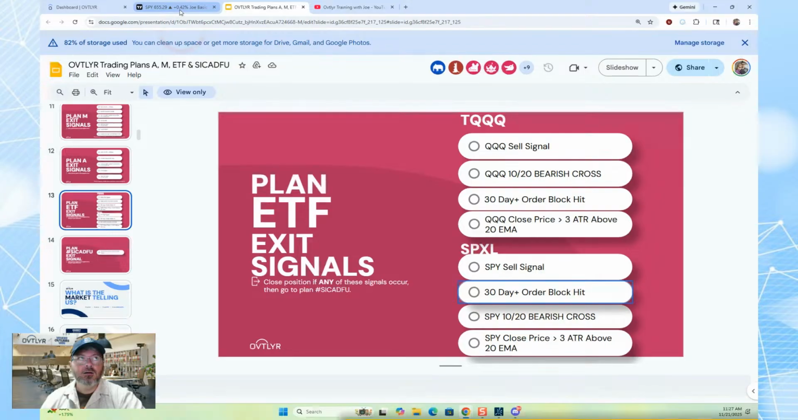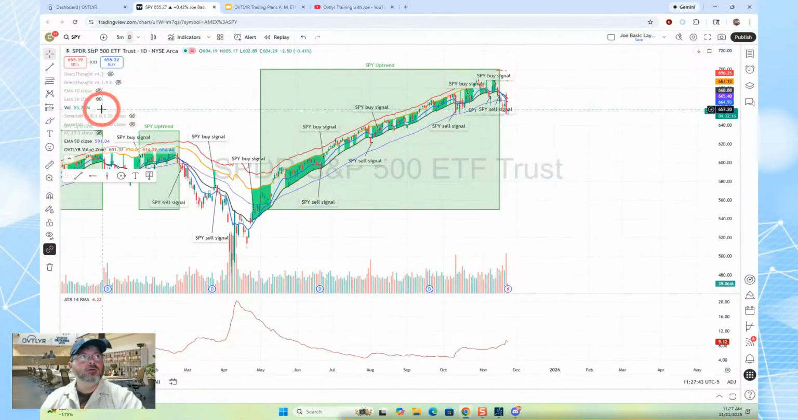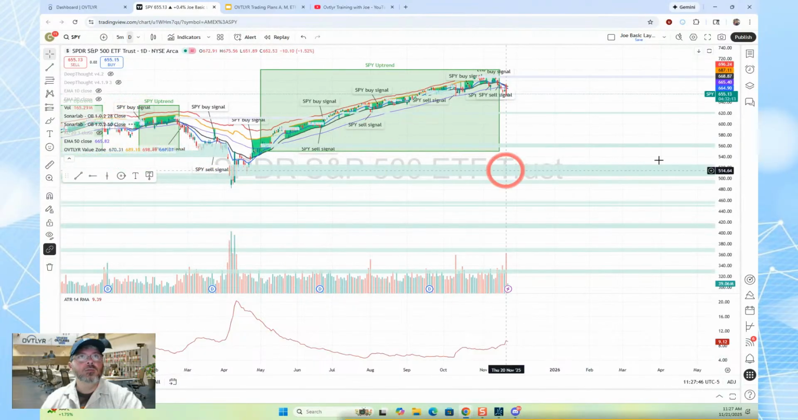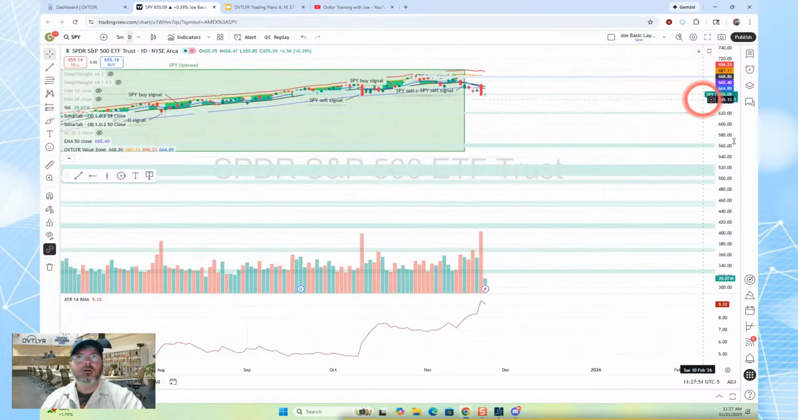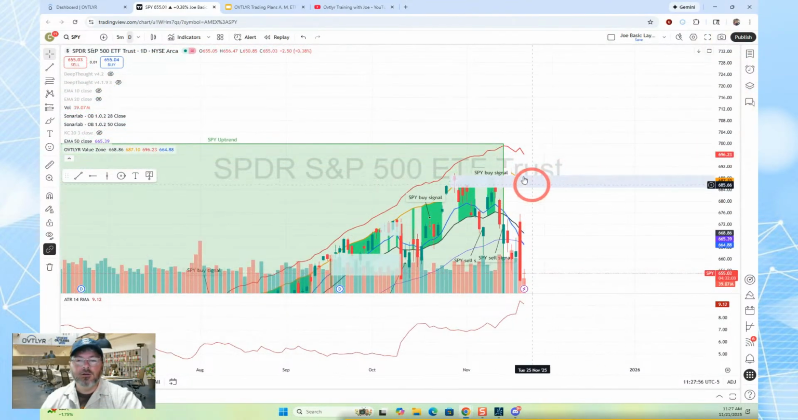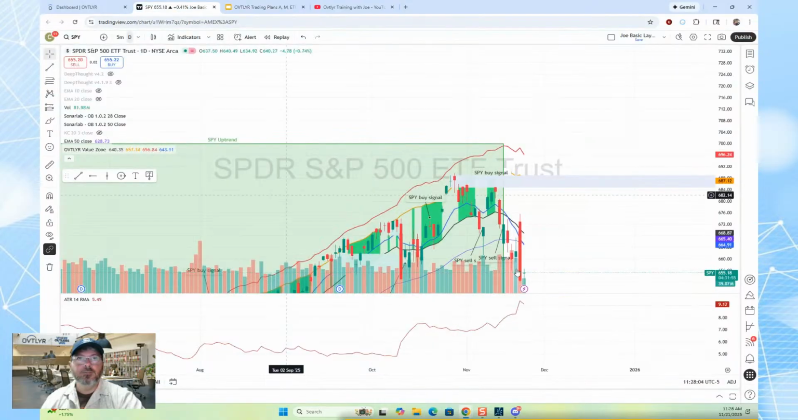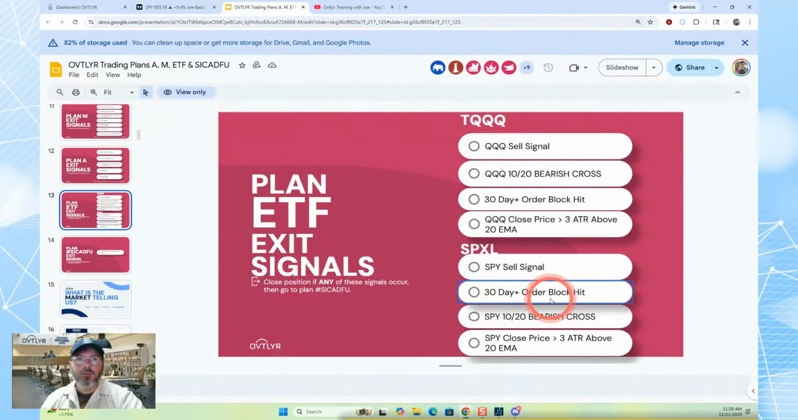30-day order block hit, right? If we open up TradingView and have a look at order blocks, we would see that there is an order block right here. Let's zoom in on that guy. This box right here is an order block. So there is one, but what does the rule say? 30 days old or older. Well, this fella started here on October 28th. Today is November 21st. So that order block is not older than 30 days. So we would get past that one.